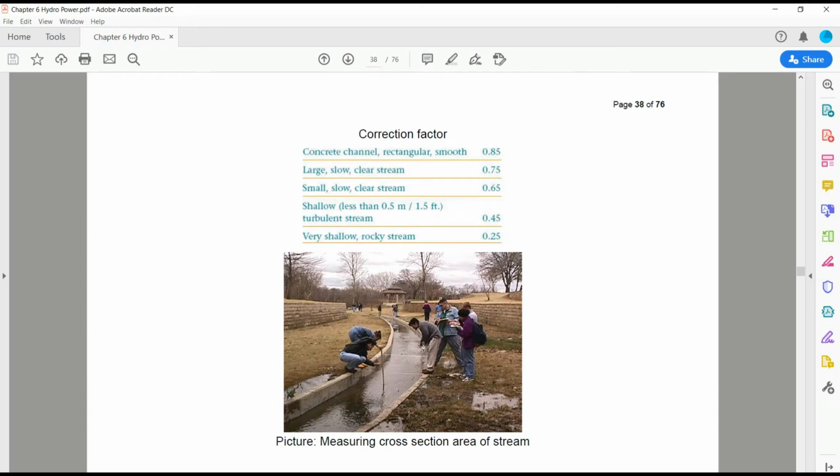So this is an example of people measuring the water flow rate by using the float method. This person measures the shallowness of the stream, and they also try to calculate the area of the river. So this is the starting point and this is the ending point.